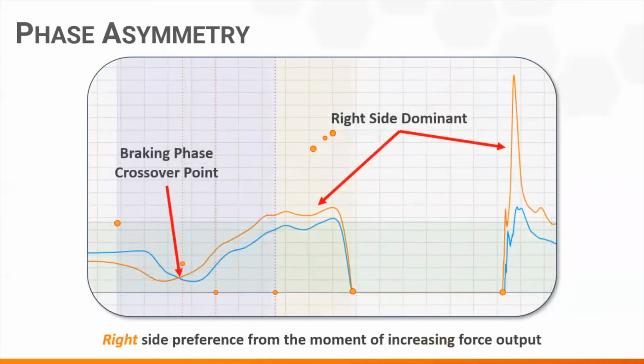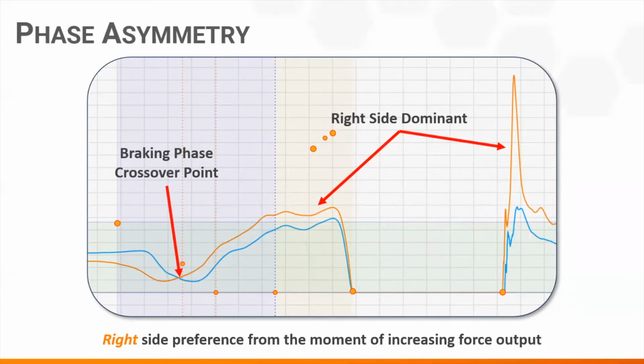Finally, we have this idea of the braking phase crossover point. So essentially, if you remember from previous episodes, the braking phase is when an individual starts to reverse the trend of downward force application and start to put force in the ground, tense up, and apply a lot more energy to the movement preparation period.